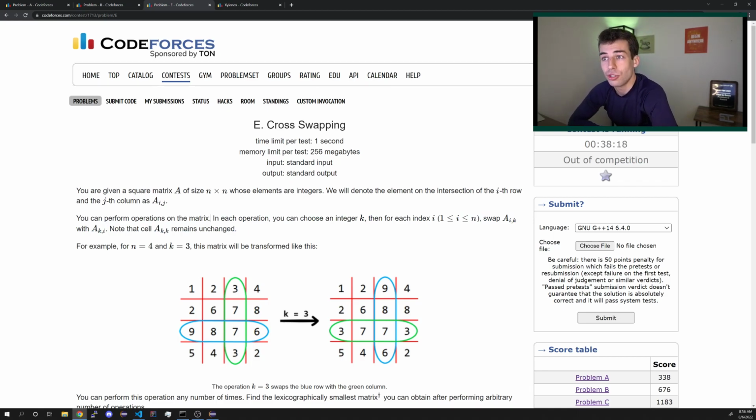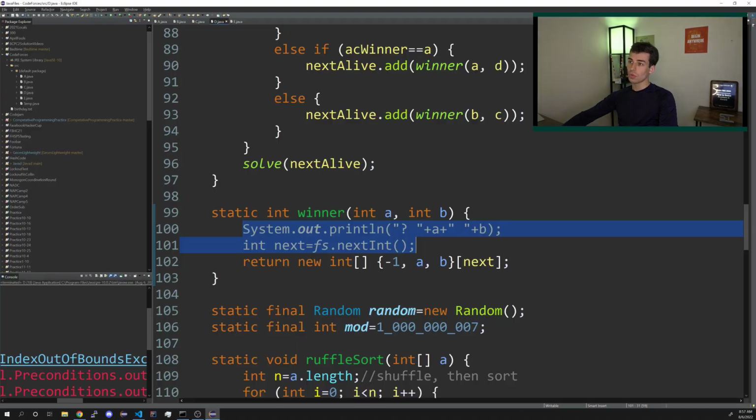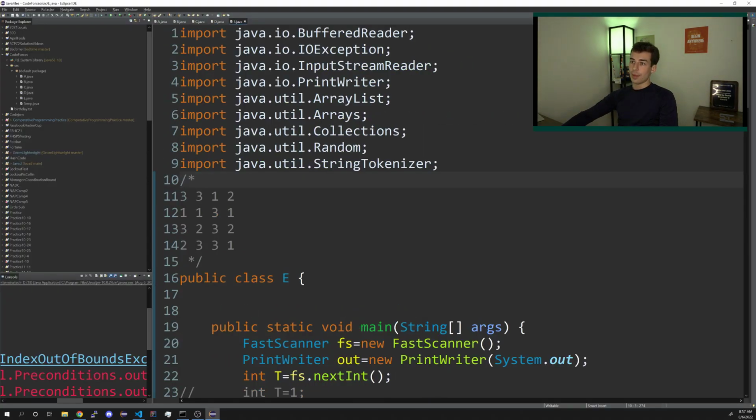We're given a square matrix A of size n by n, whose elements are integers. We will denote the element on the intersection of the ith row and jth column as aij. Okay, in each operation, you can pick an integer k. Yeah, we've done this. Okay, so let's take a look at what happens here. So like the first decision we need to make, yeah, so really we pick like a, oh, does order matter?